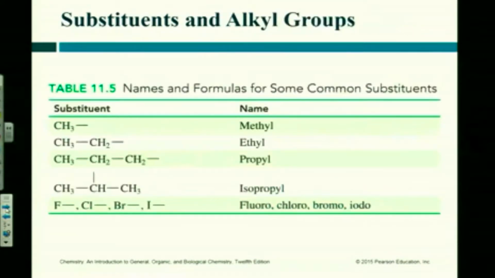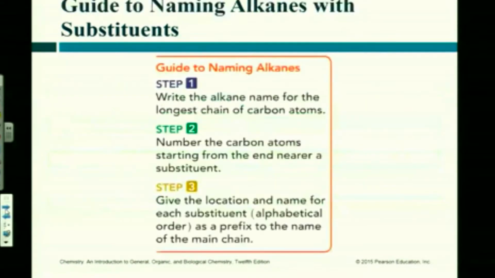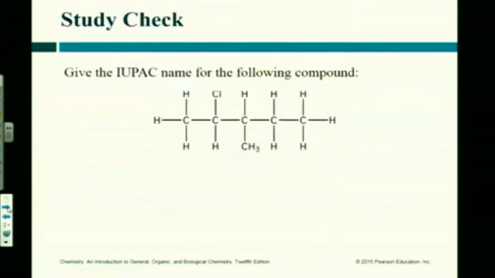So, if we have one CH3 that's stuck onto my chain someplace, that's called a methyl group. If I have two carbons in a row like this, it's called an ethyl group. If I have three carbons, it's a propyl group. This is an isopropyl group. We're not going to deal with that very much. And these are halogens. Let's practice some. Let's work on this one together. Okay?